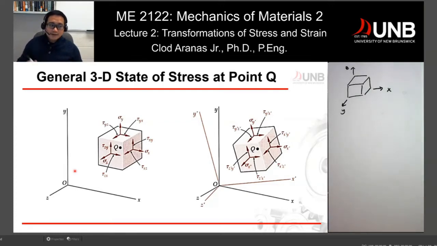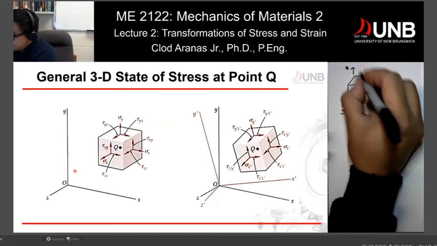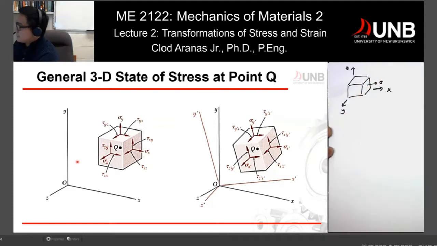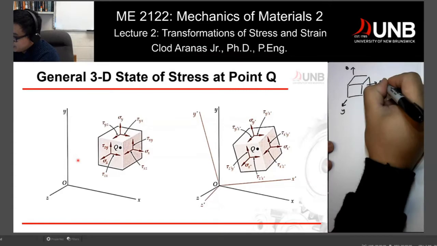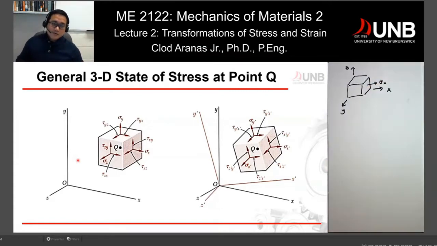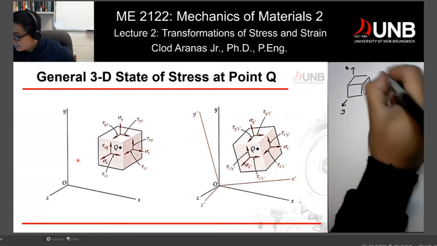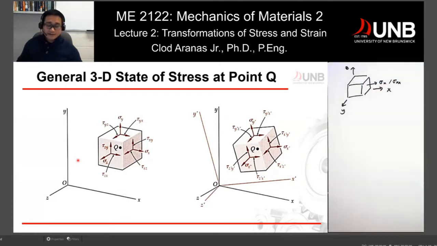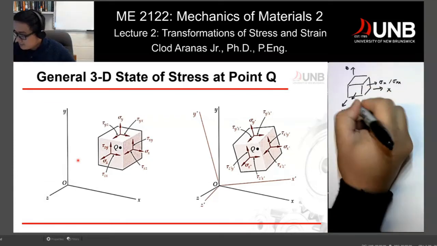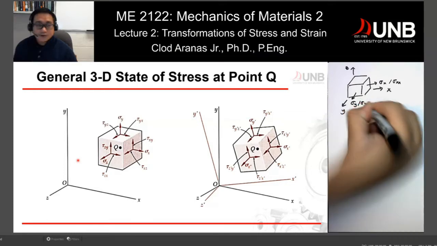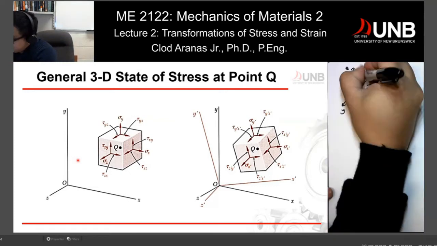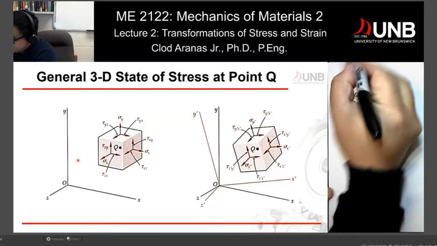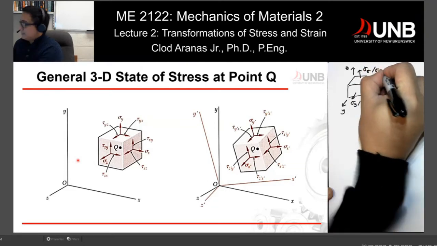When we have this general 3D state, as you know, we have normal stress, where the stress is applied perpendicular to your area. We can call it sigma X, or sigma XX, and we will discuss the naming convention for stress. We can also apply different stress in different directions. This is sigma Y, or sigma YY, and at the top, this is sigma Z or sigma ZZ.